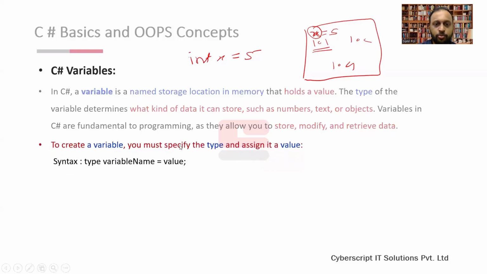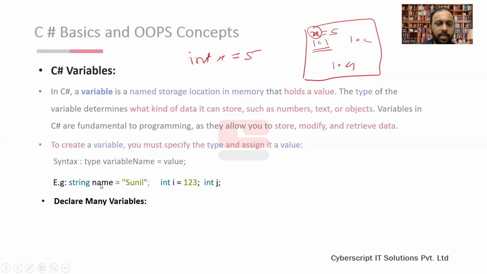To create a variable, you must specify the type and assign it a value. The type is identified according to its data, like numbers, text, or objects, that we are going to assign to that particular variable. Here string is a data type, name is a variable name, and Sunil is a value. This is the syntax. First we define the type, then the variable name and the value which you want to assign to that variable. Here int is a data type, i is a variable name, and 123 is a value.